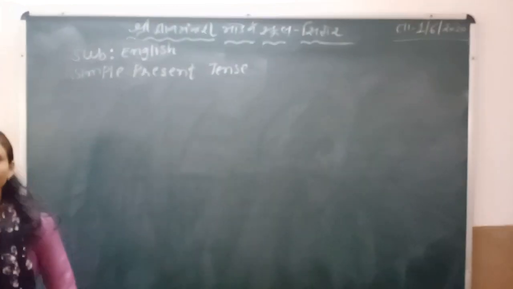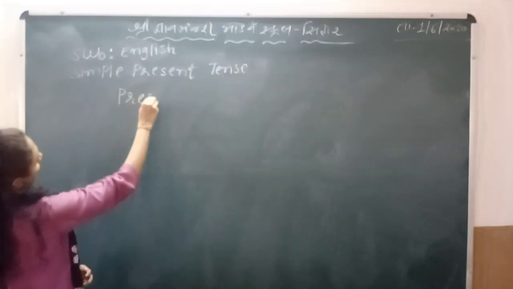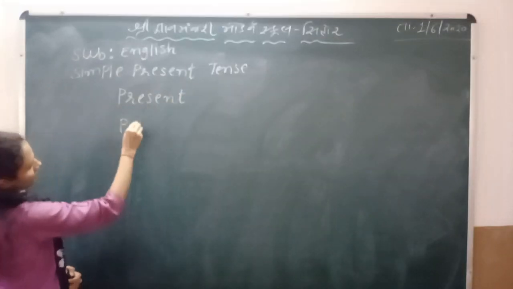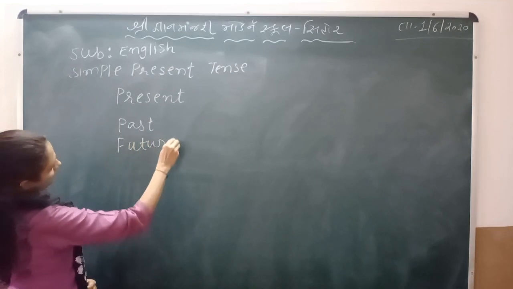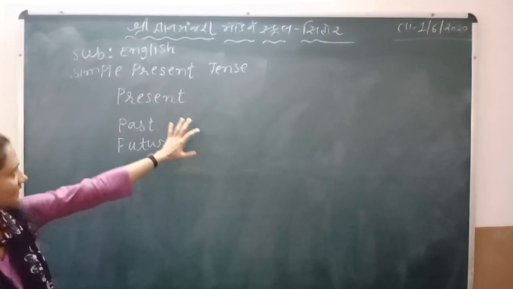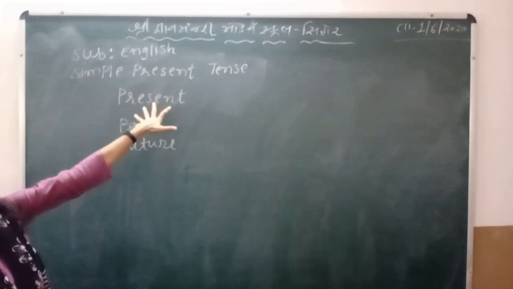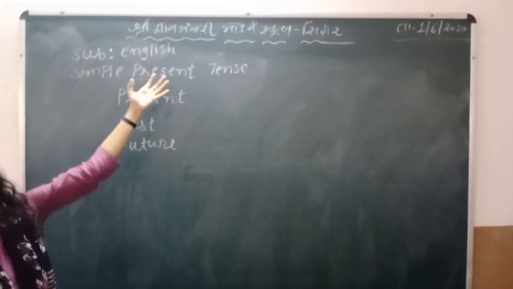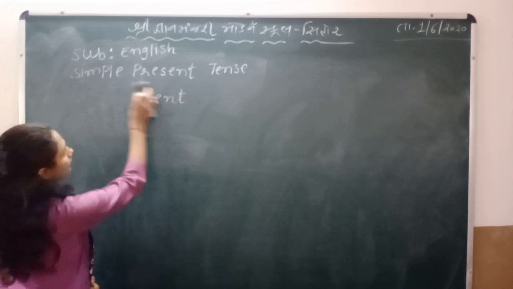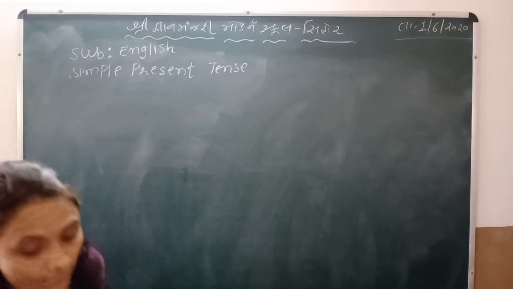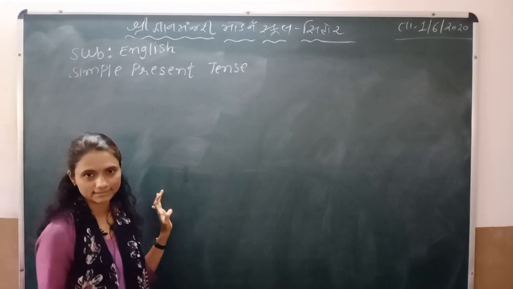Friends, there are three types of main tenses, that is present, past and future. And we have many sub-tenses of these tenses. So today we'll deal with the present tense, and that is simple present tense. Now you can think, what is the use of simple present tense?